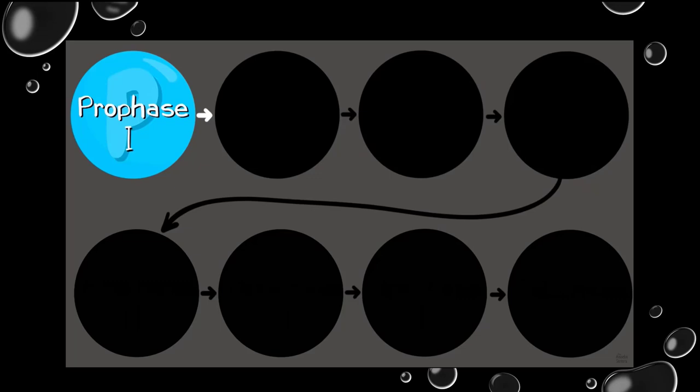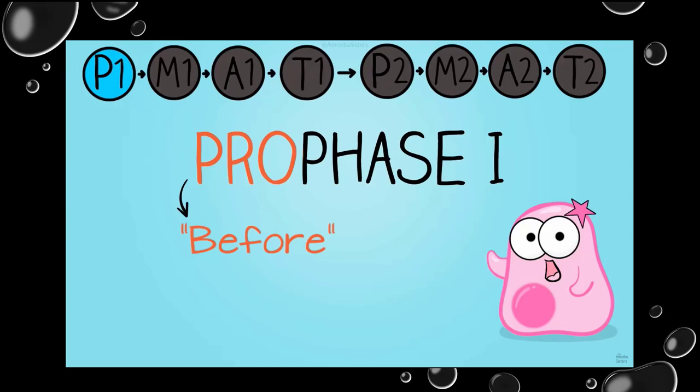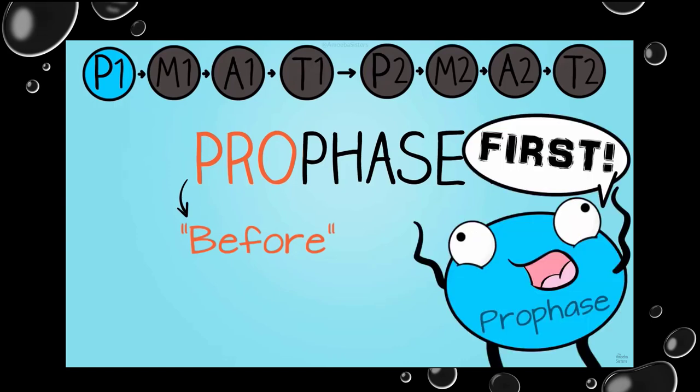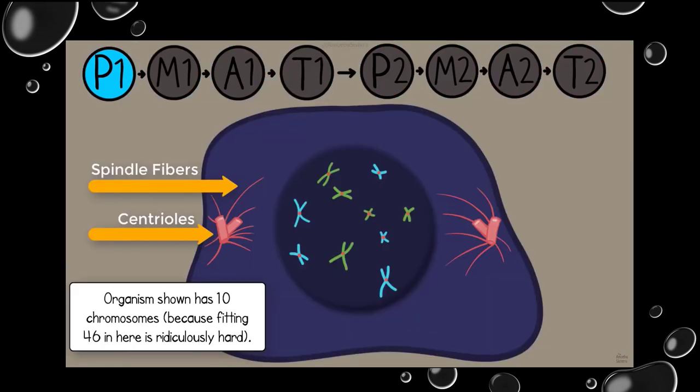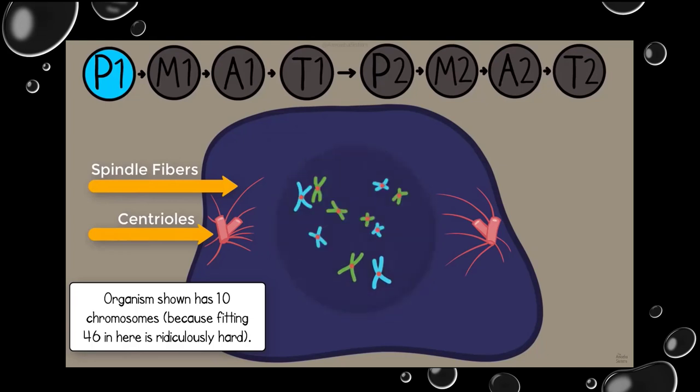So let's start with the very first step, prophase 1. One thing I like to remember about prophase is pro, this actually means before, and it kind of helps you remember that it comes before all the other stages start. This is where the chromosomes are going to condense and thicken. They are actually going to line up with their homologous pairs.